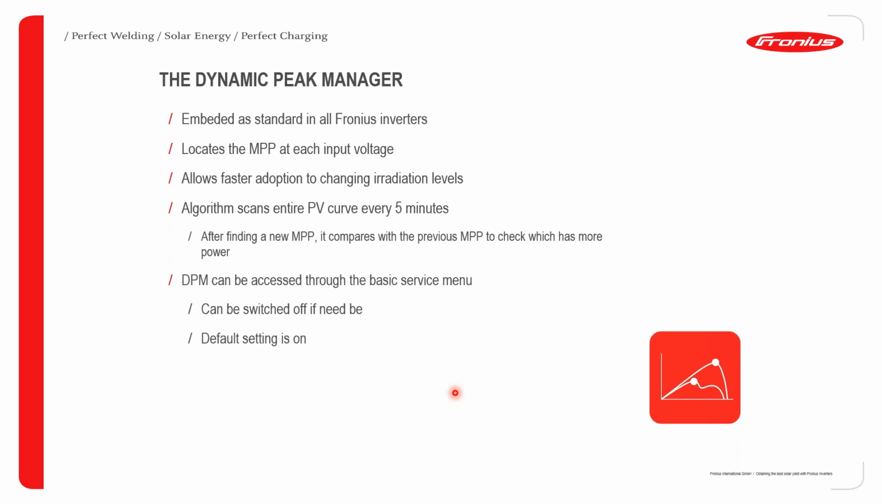So therefore, if you come across situations whereby maybe per design requirements, optimizers were required, you can switch off the dynamic peak manager in the Fronius inverters. And this can be done by accessing the basic menu structure of the inverter. And you are able to switch it off or on at a later stage if you want. But the default setting when you get the Fronius inverter from the factory is that the dynamic peak manager is in the on position.